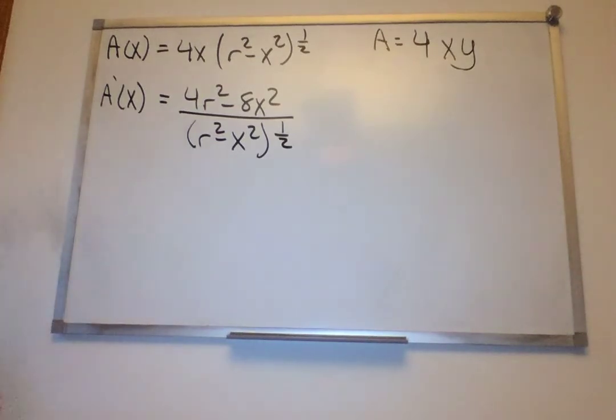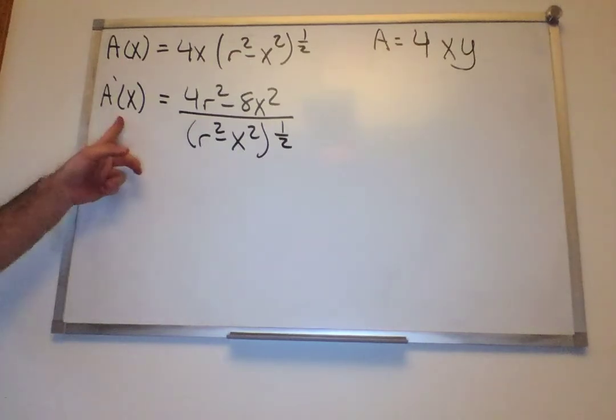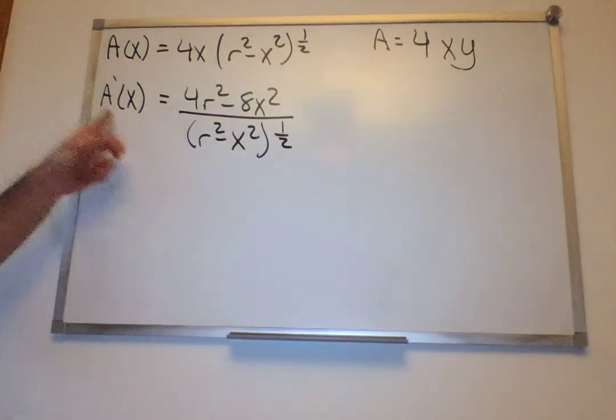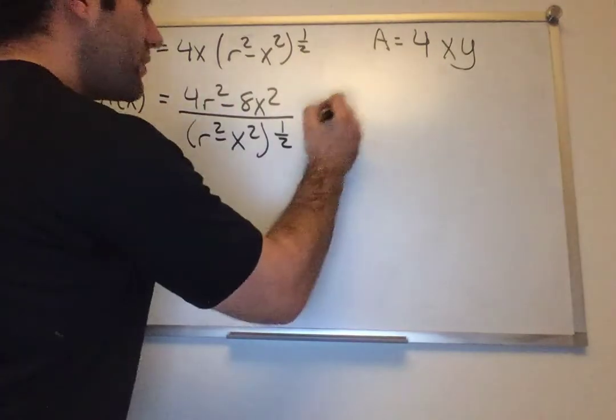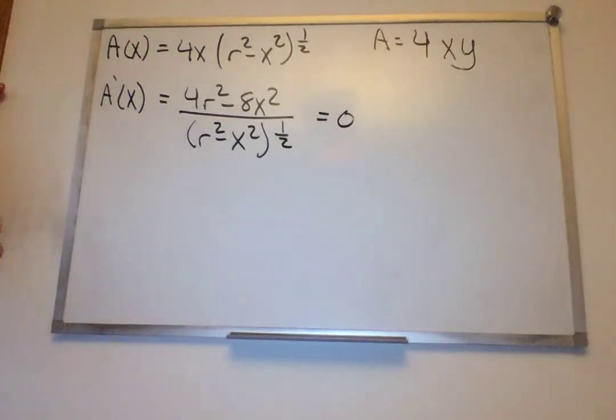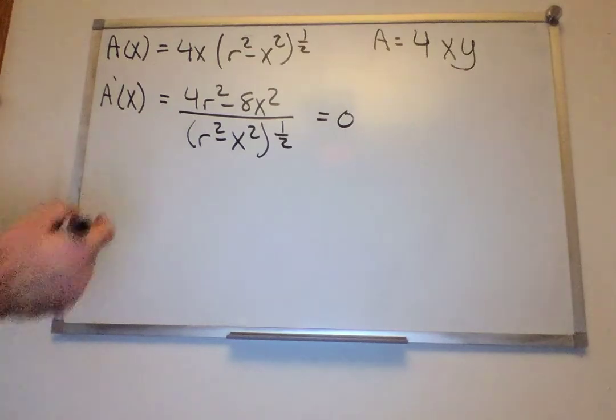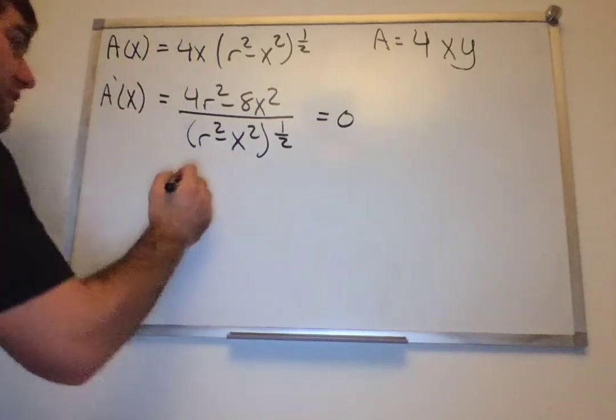So, now what we want to do is we've got the derivative, we want to find when the area is a maximum. Since we're talking about minimums and maximums, we need to find the critical numbers. Meaning we need to set the derivative equal to 0. So I'm just going to put it equals 0 right there. And now since we have a rational function, the only way a rational function can be 0 is if the numerator is 0. So, let's set the numerator equal to 0.